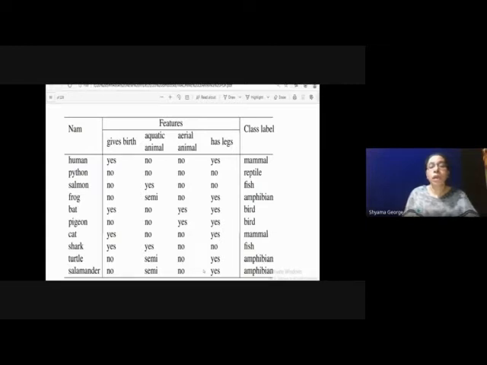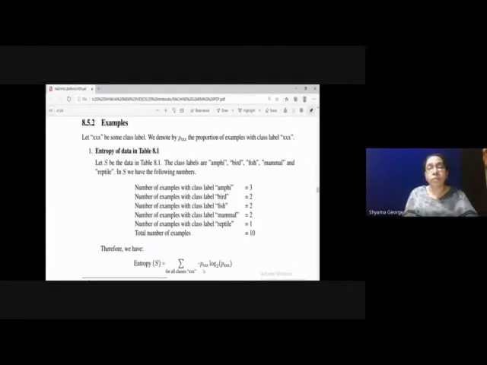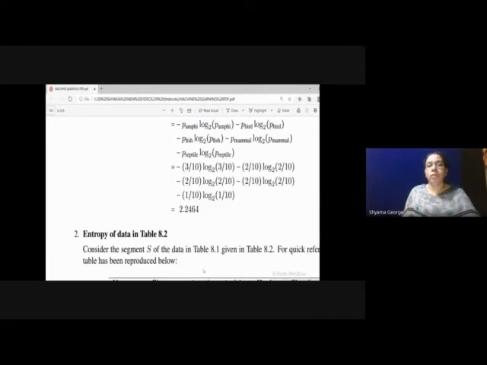Now, I will explain this data set, how we can find out the entropy of the whole data set. For finding out the entropy of the whole data set, you have to find out how the class labels are distributed. In the data set, there are 3 class labels with amphibian, 2 with bird, 2 with fish, 2 with mammal, and 1 reptile, and total 10 records. So you can find out the entropy of the whole data set using the formula sigma minus p log 2 to the base p. So this is the entropy of the whole data set.